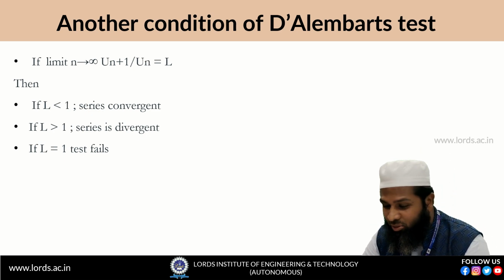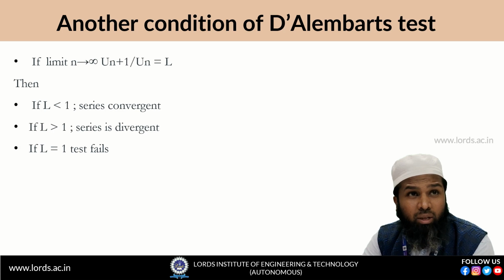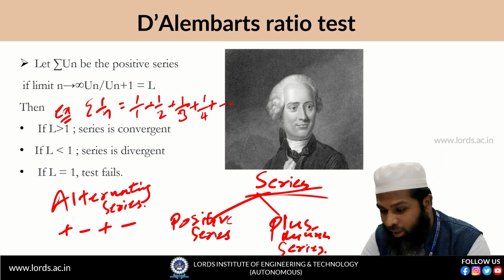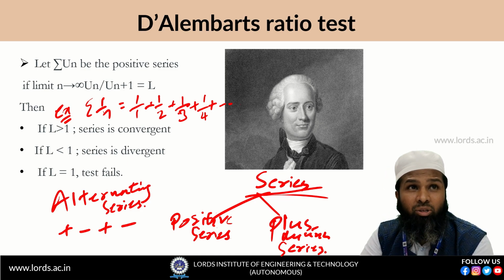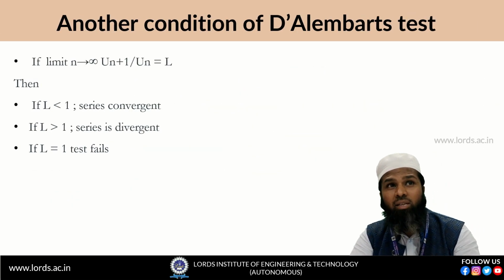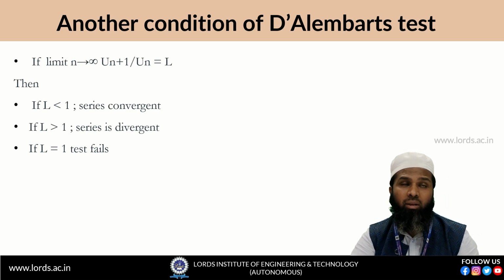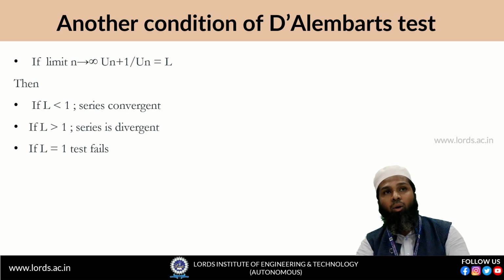Now you see that condition. What was the condition in the before slide? If L is greater than 1, the series is convergent. But here, because we reverse the ratio, if L is less than 1, the series will be convergent. And if L is greater than 1, the series will be divergent. If L is equal to 1, the test fails.